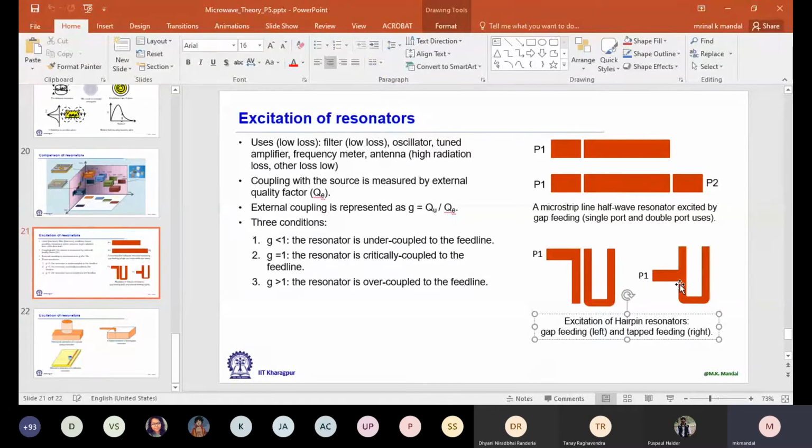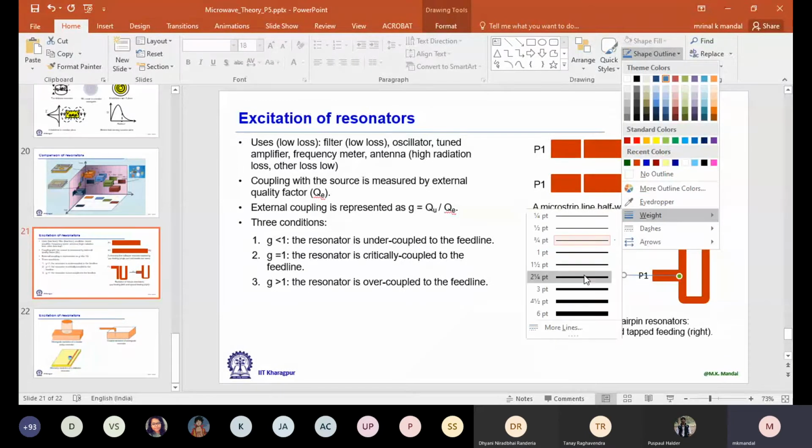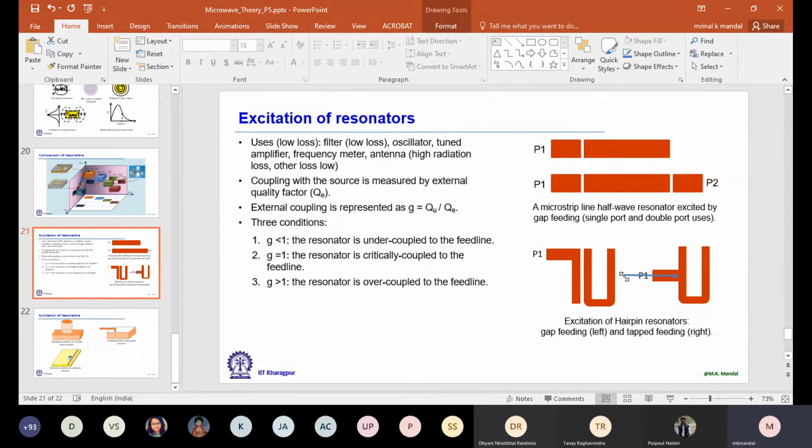So Q external we can tune by tuning this tapping point. And what is the logic? Without doing any mathematics, if I consider this tapping point, if I change the tapping point up or bottom, accordingly, Zin, the input impedance, will change.